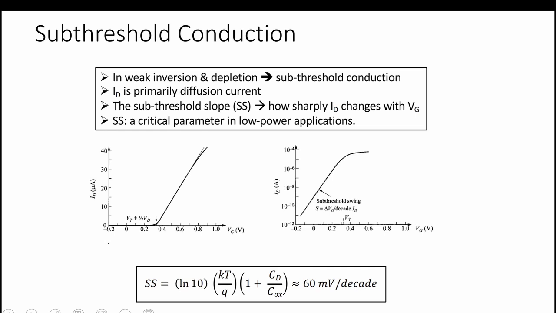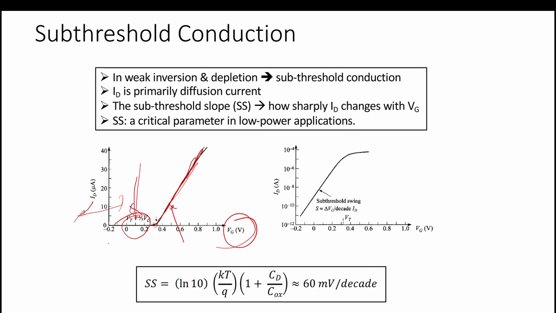Subthreshold conduction: this is the linear graph, ID versus VG. With the application of the gate voltage, after a threshold voltage it starts conduction. So what is happening in this region? We don't know, so for that we will plot a log graph. In the subthreshold region, this is the weak inversion regime, and this is the strong inversion regime.